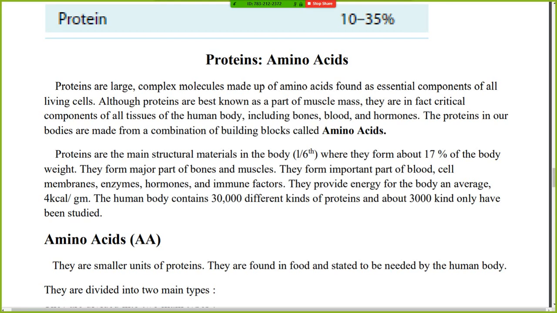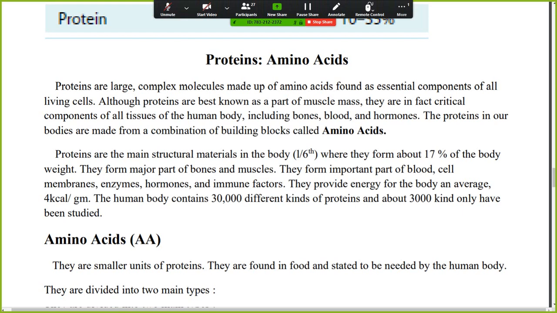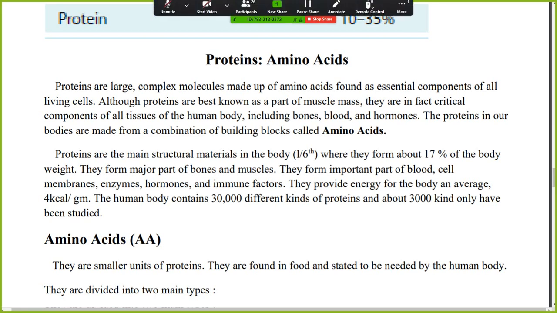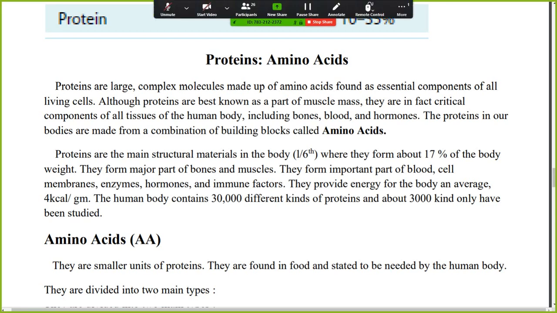Proteins are large, complex molecules made up of amino acids, found as essential components of all living cells. Although proteins are best known as a part of muscle mass, they are in fact critical components of all tissues of the human body, including bones, blood, and hormones. The proteins in our bodies are made from a combination of building blocks called amino acids.